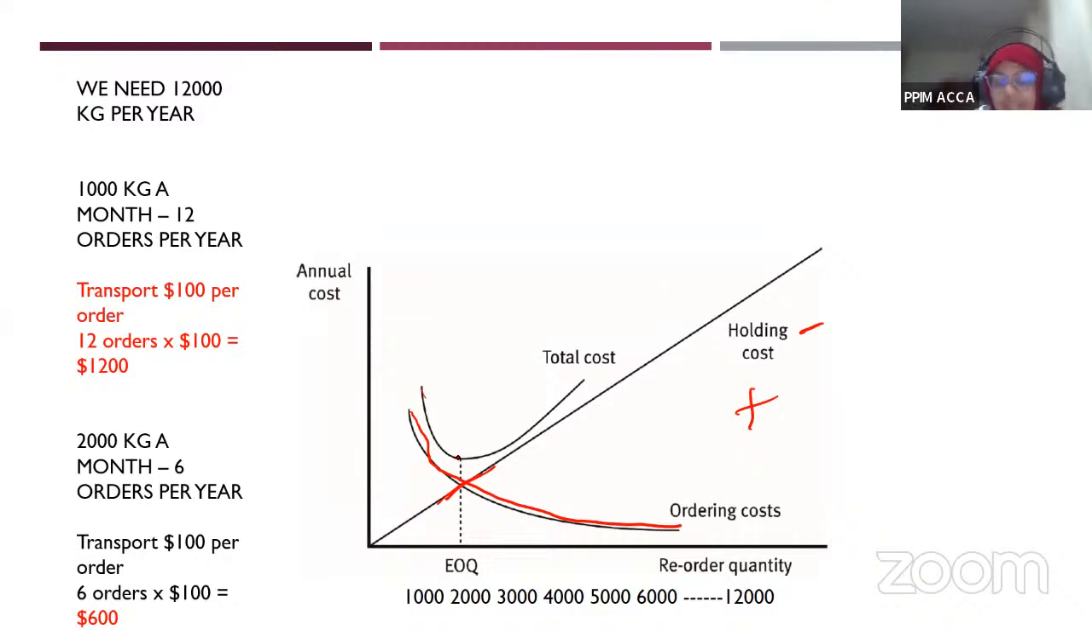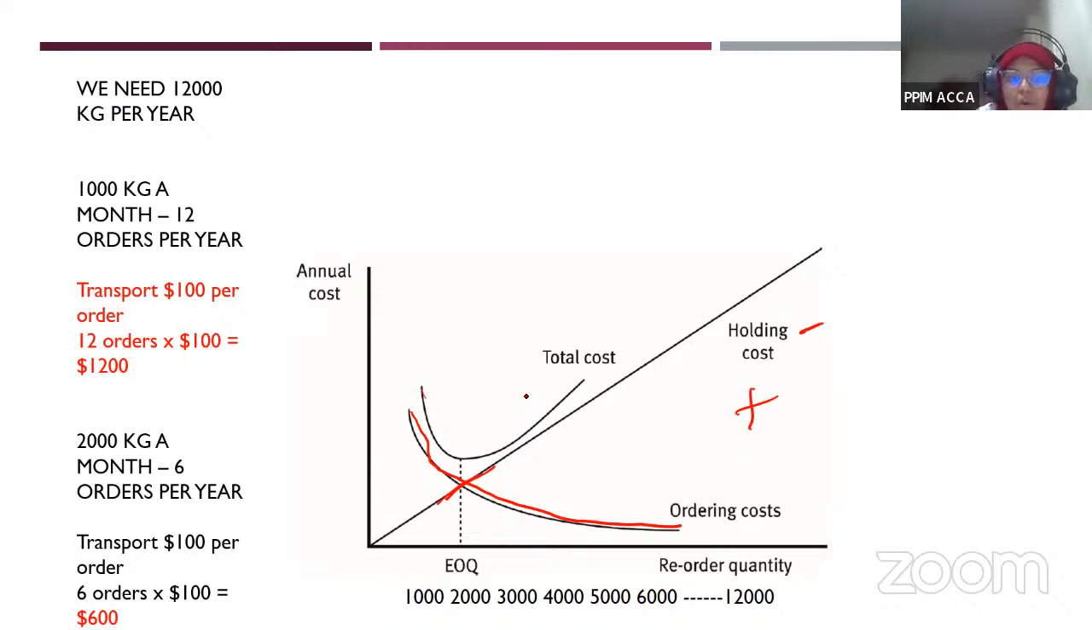Why is it reducing? Because the transport cost is reducing, and the increase in the rent and insurance is not as much as the reduction in the transport cost. So that is why total cost is reducing. But after this quantity, the total cost will also start to increase. Why? Because transport cost is reducing, but the holding cost is increasing more than that. For example, if you go more than that quantity, you might have to rent another warehouse. So that's why the holding cost is increasing.